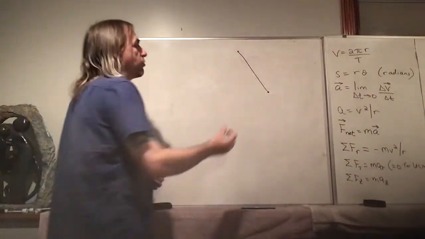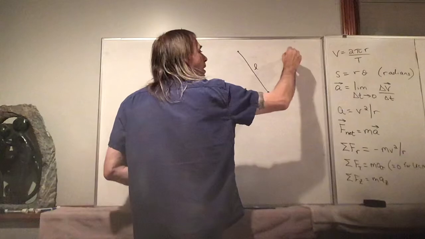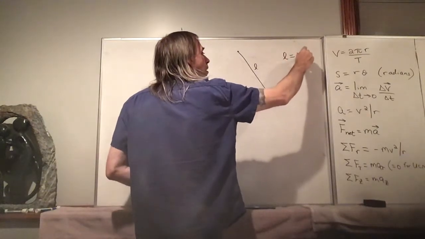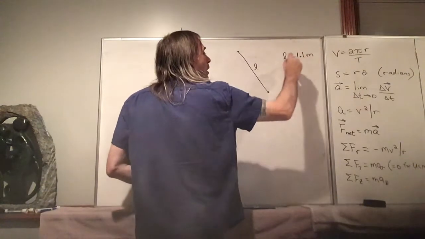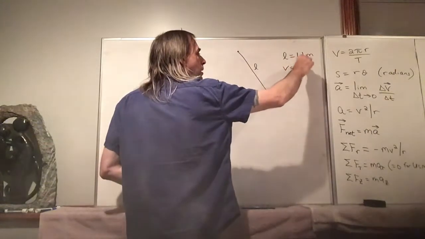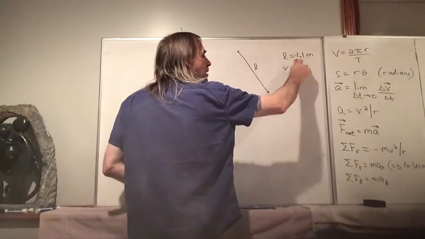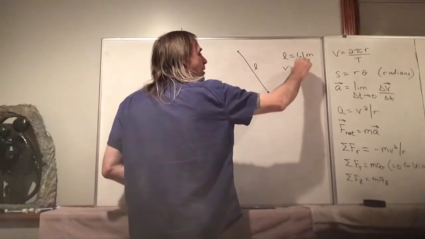So let's say we have a string with a length L. Let's say L is 1.1 meters. And say this object is moving with a speed of, let's say, 4 meters per second.